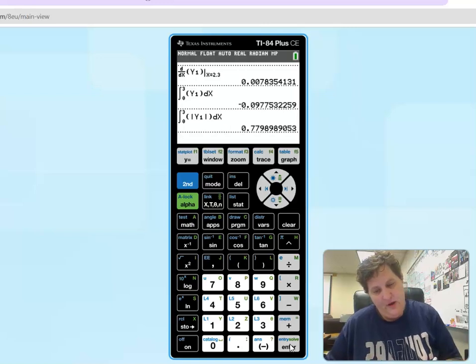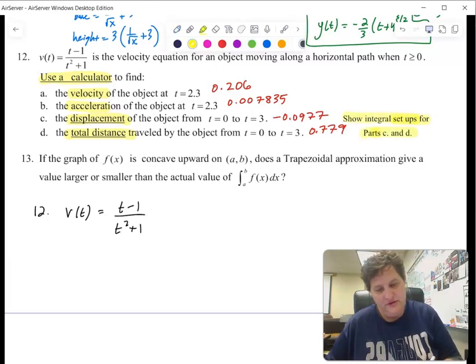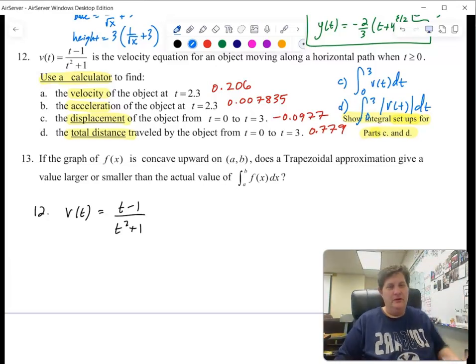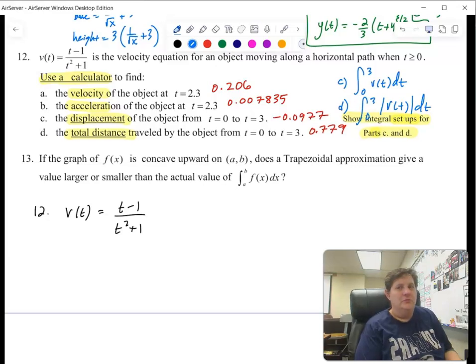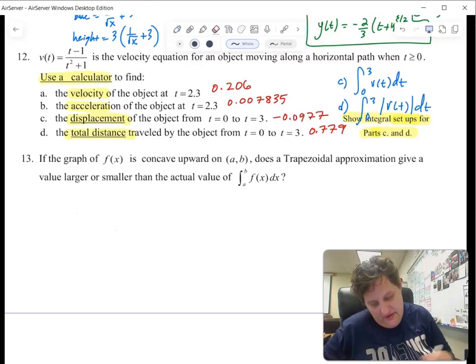Oh, just noticing this and making sure I'm being a good student and following all the directions, okay? Show the integral setups for part C. So the displacement would be 0 to 3 of velocity. And then for part D, 0 to 3 of the absolute value of velocity. Okay? We always want to make sure that on the AP test we're showing exactly what we're doing and not just pulling numbers out of nowhere. All right, that was a totally calculated question, so I don't need that.